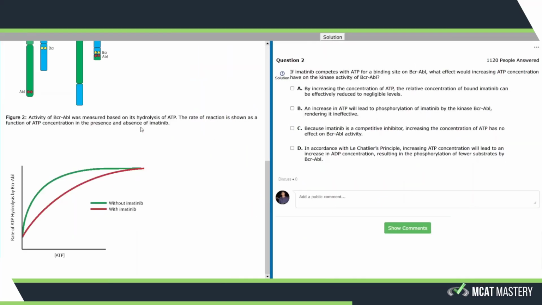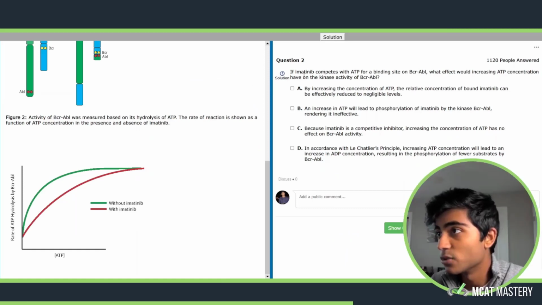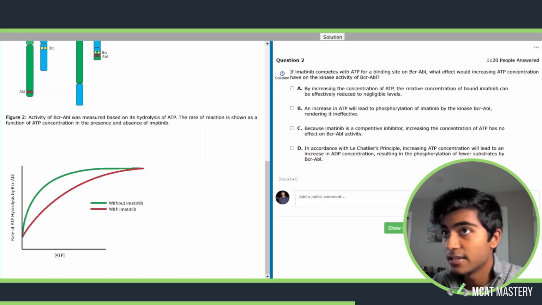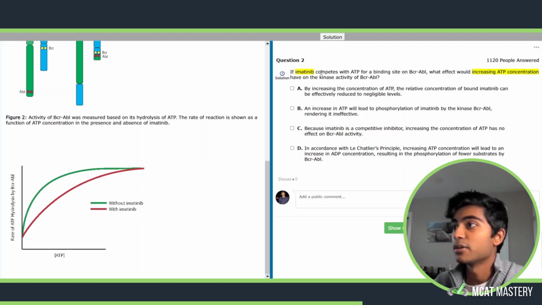And that is correct. Oh, imatinib, right? If we remember correctly, imatinib is an inhibitor. It is a competitive inhibitor, and we can use that to narrow down our answer choices a lot. So the question is regarding imatinib. It competes with ATP for a binding site on BCR-ABL. What effect would increasing ATP concentration have on the kinase activity? So we're increasing ATP concentration and asking what impact that would have on the kinase activity.